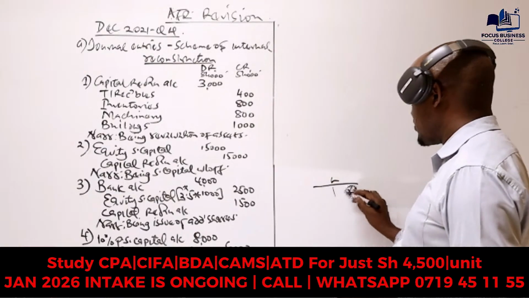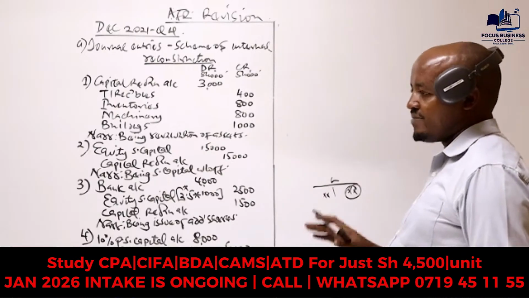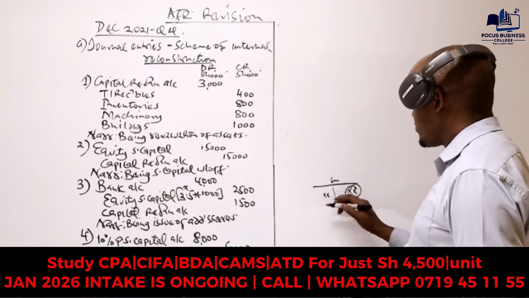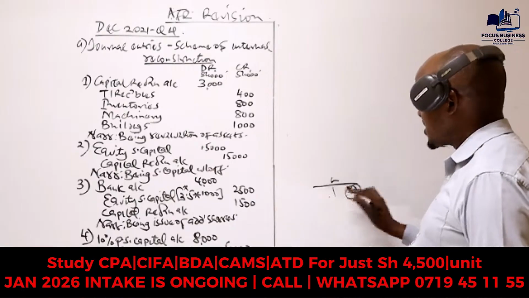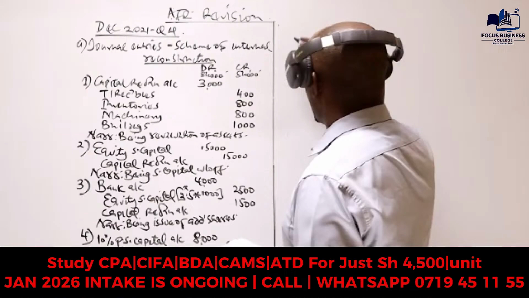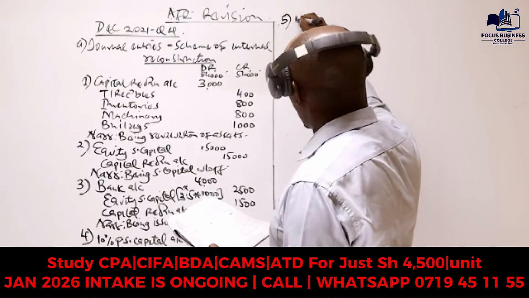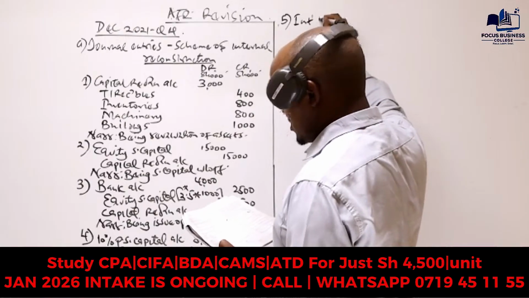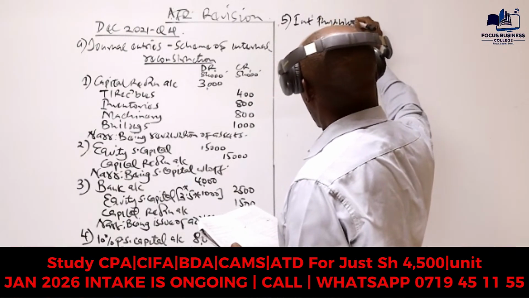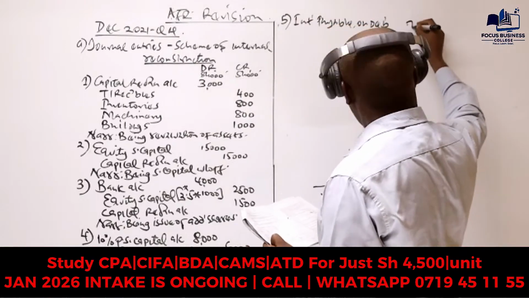So being a liability, we are told this amount automatically will be paid. How will it be paid? It will be paid by the company issuing shares. So we need to first of all cross off this account. Because the liability has a credit balance, we debit that account. So the journal entry number 5 is to debit the account called interest payable on debentures with an amount of how much?